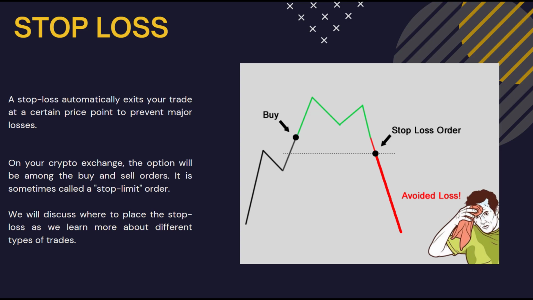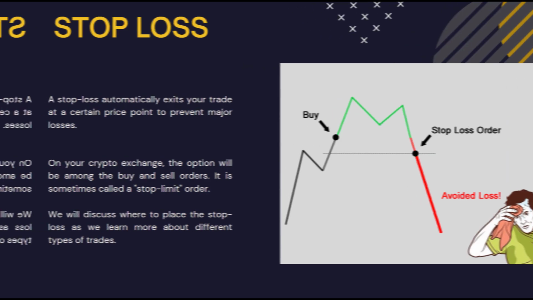We call these price points invalidations because they invalidate our trading thesis. On your crypto exchange, the option will be among the buy and sell orders dropdown. As we learn about different trade setups, we will discuss where to place our stop losses so that we don't ever lose any large sums of money.